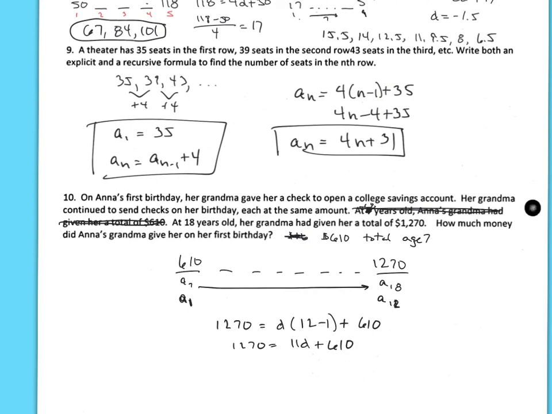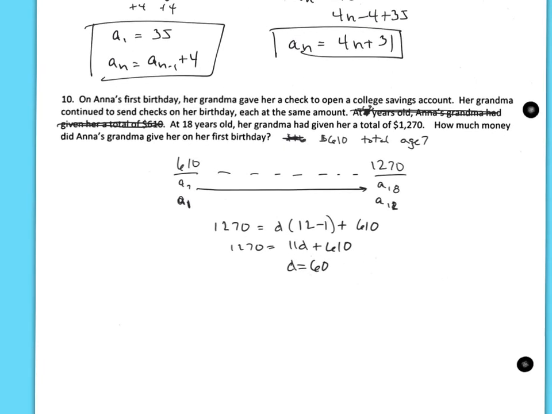So this is the same pattern as the ones we did above, not number 9, but number 7 and 8. When you subtract, you divide by one more than your number of blanks. So we're going to subtract and divide by 11. So we get d equals 60. And then I guess it's probably easier just to work backwards, or plug it back in and find a sub 1. It's totally up to you.